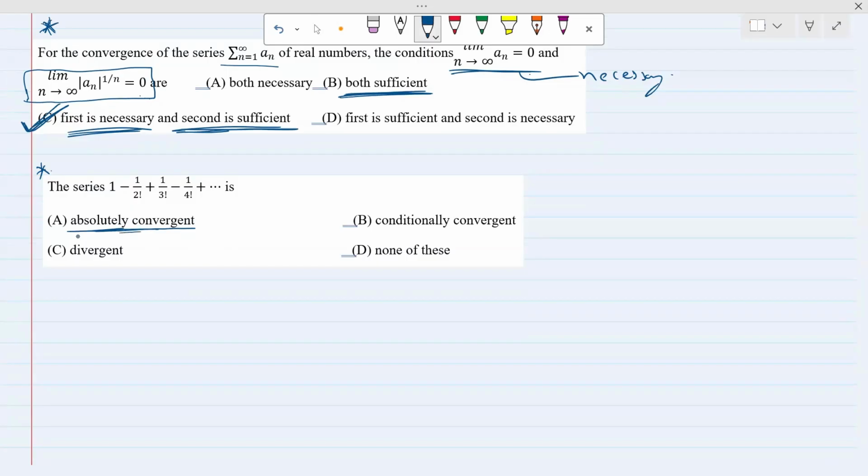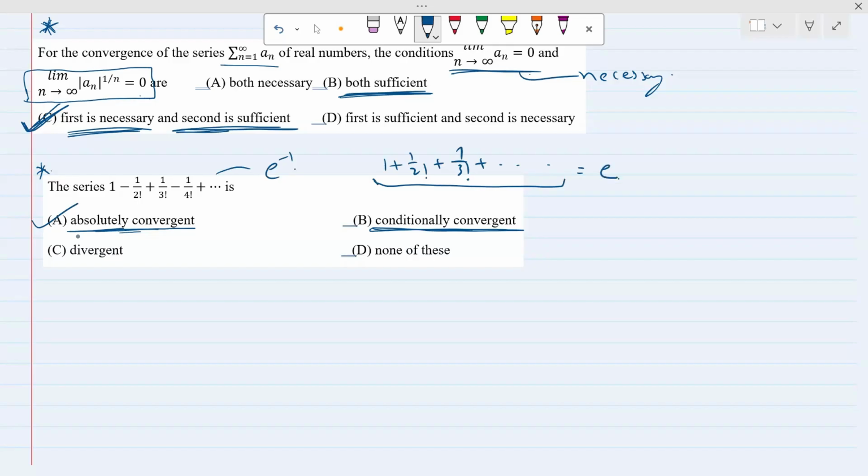Absolute convergence and conditional convergence. So the series is actually absolutely convergent, because it is e to the power minus 1. But how does it matter whether it is e to the power minus 1? When I say absolutely convergent, what do I need to see? For absolute convergence, I have to check the series of the mod of the terms.